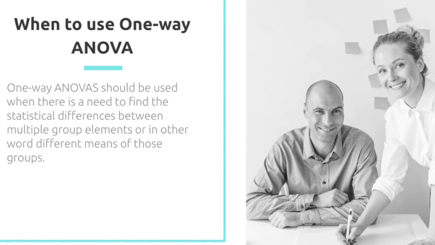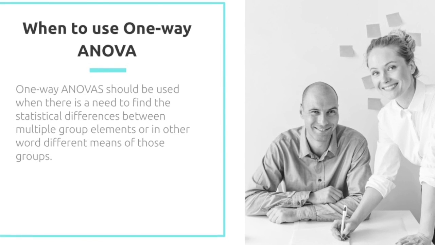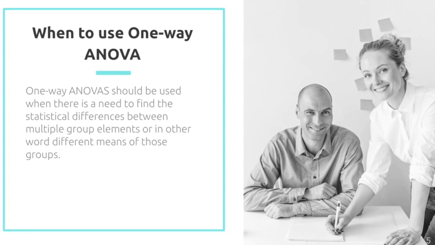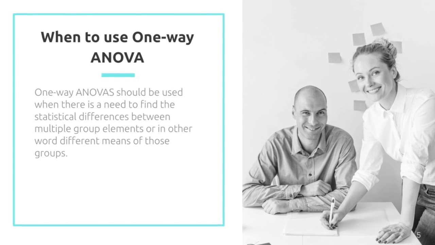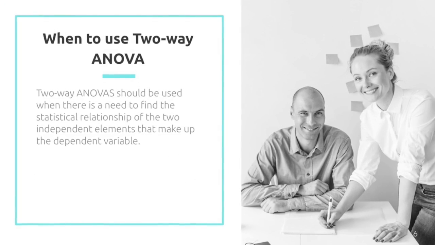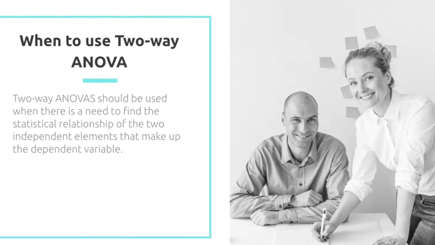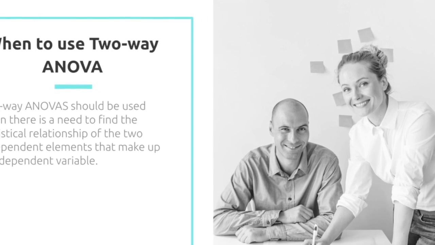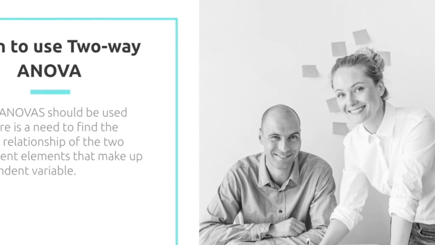So now that you understand what an ANOVA is and the different kinds, you may be wondering when to use them. Let's start with the one-way. This kind of test should be used when there is a need to find the statistical difference between multiple group elements. In other words, the different means of those groups. A two-way ANOVA should be used when there is a need to find the statistical relationship of the two independent elements that make up the dependent variable. Are you confused yet? Let's take a look at some examples to clear up the doubts.